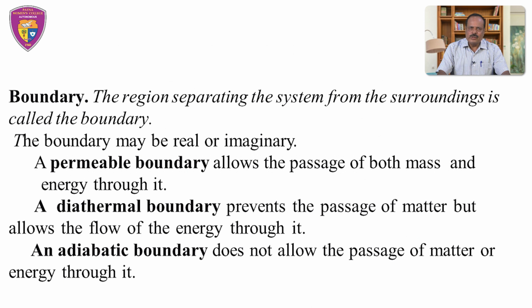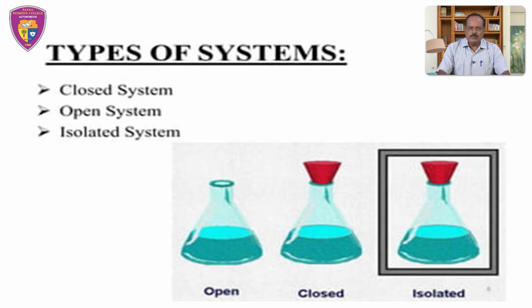Now talk about the boundary. The real or imaginary surface that separates a system from its surrounding is called a boundary. A permeable boundary allows the passage of both mass and energy through it. A diathermal boundary prevents the passage of matter but allows the flow of energy through it. An adiabatic boundary does not allow the passage of matter or energy through it. A system can be a closed system, an open system or an isolated system.